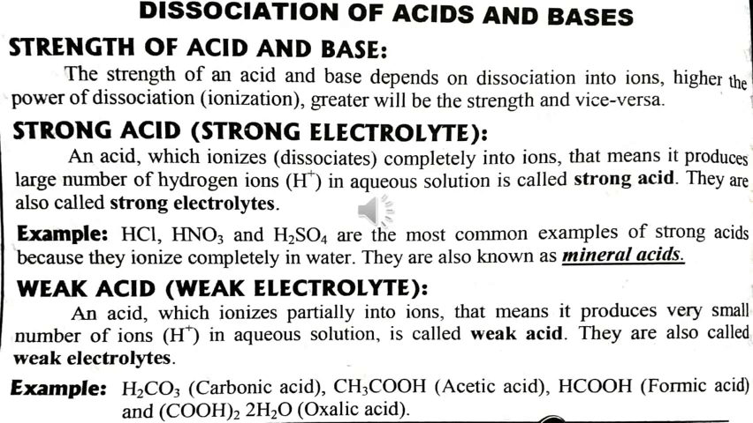What are weak acids? Weak electrolytes. An acid which ionizes partially into ions. It means that it produces a very small number of hydrogen ions in aqueous solution, so it is called a weak acid. It is also called a weak electrolyte. For example, H2CO3, carbonic acid, CH3COOH, acetic acid, HCOOH, formic acid, and (COOH)2·2H2O, which is called oxalic acid.